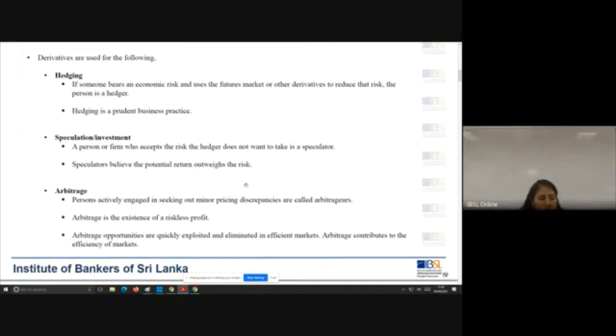Okay. So derivative as a financial product, you can use it for hedging purposes. You can use it for speculatory purposes. You can use it for arbitrage purposes as well. Okay. These three purposes are different from each other. Hedging only wants to reduce or mitigate the risk, not bothered about the return. Speculation, you are keen to take high risk. Why? Your focus is on the higher return. Arbitrage, your focus is on earning riskless profit.